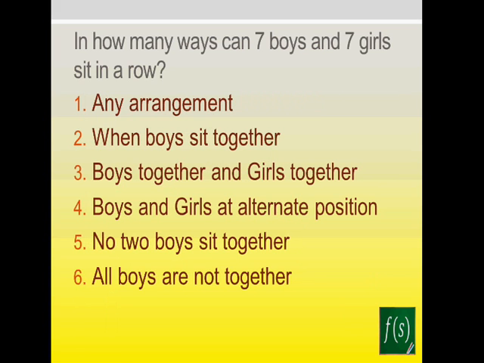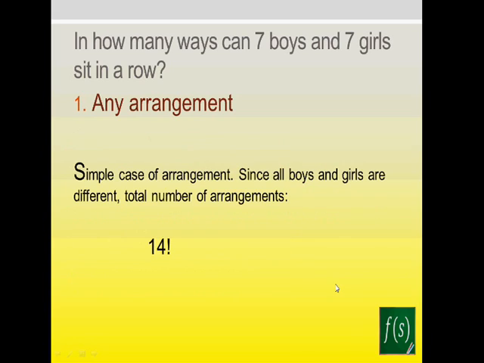questions. A typical question looks like this one: in how many ways can 7 boys and 7 girls sit in a row? And these are the multiple subparts of this question into which I have divided it. When we cover all the 6 parts, you will be a master in solving seating arrangement kind of problems. So let's not waste any time, and I'll move slightly quicker through these problems, as there are 6 cases which I have to cover.